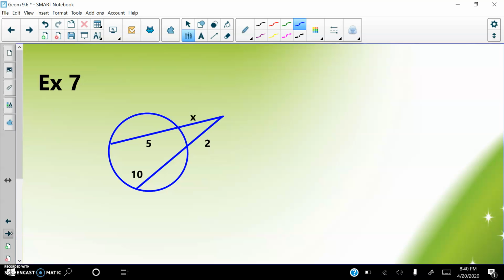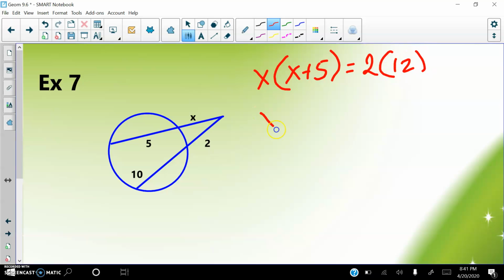And last but not least, numero 7. I'm going to do this one in red. So I have the outside x times the whole thing, x plus 5, equals the outside 2 times the whole thing, 12. Distribute: x squared plus 5x is equal to 24.